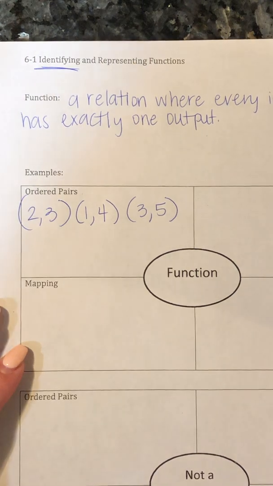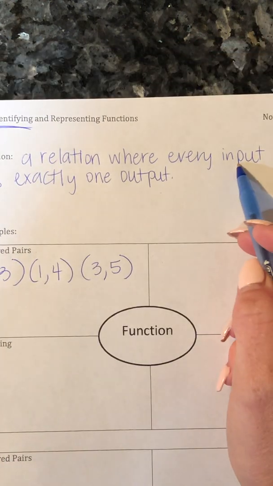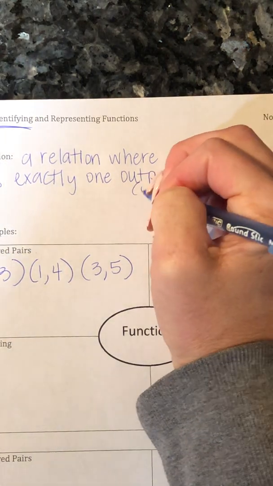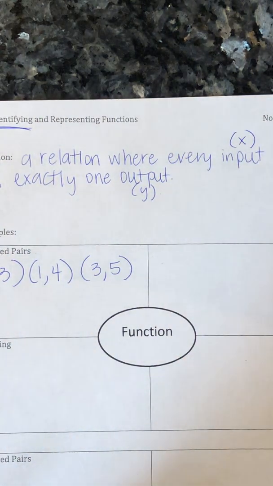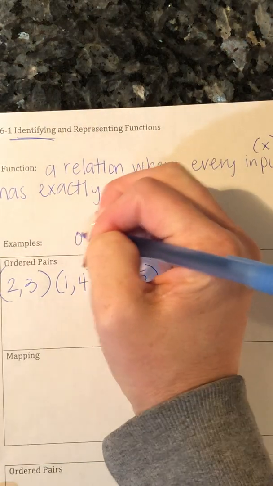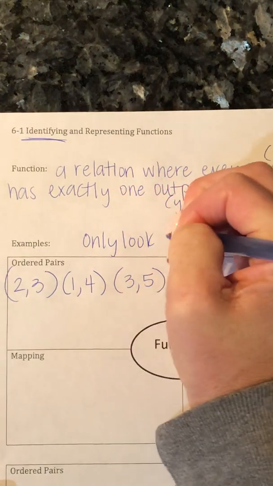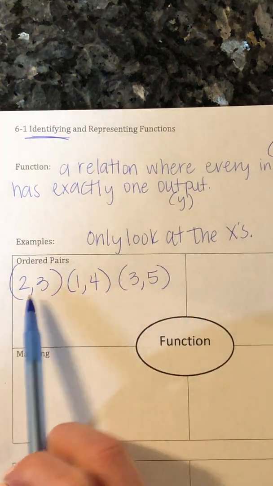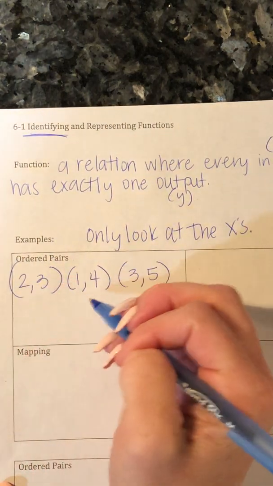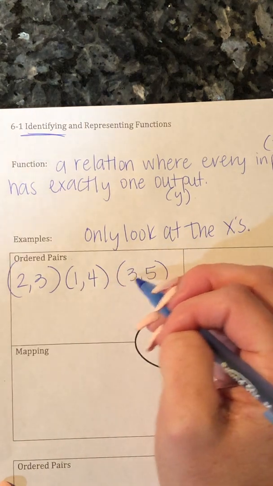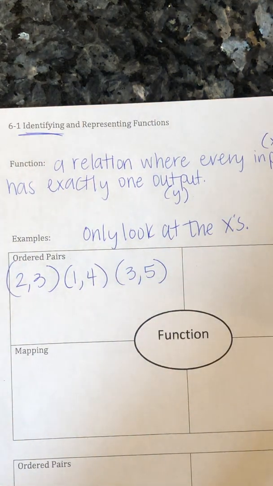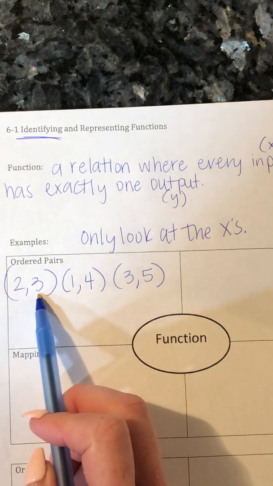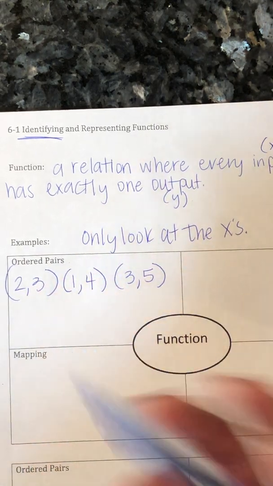Your inputs are your X's. So if you want to look right up here, our inputs are our X's and my outputs are my Y's. So basically the simple trick to doing this is to only look at the X's. So basically you're just gonna say, okay, if this input is a 2 and this input is a 1 and this input's a 3 and they're all different, then this is considered a function because my input of 2 has an output of 3 and nothing else is repeating that.